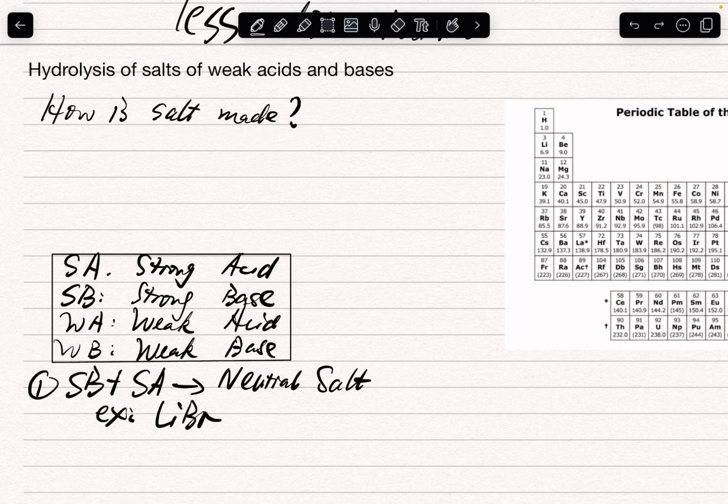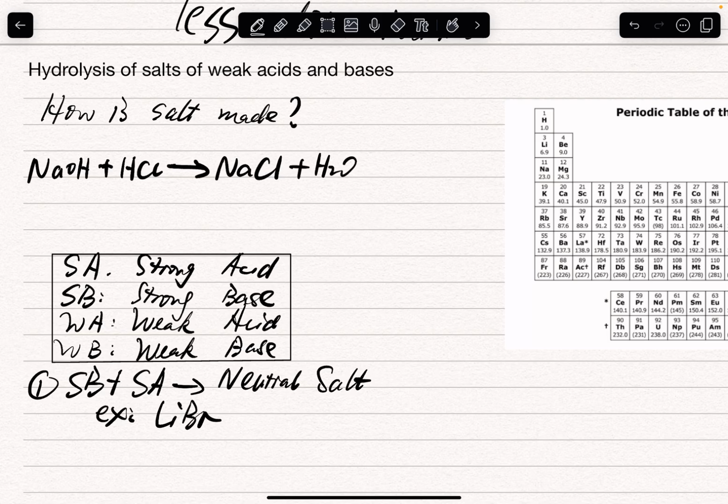How do you make salt in the first place? For example, our famous salt, NaCl, it's an easy one. How do you produce this? It's really NaOH plus HCl, and then this replacement reaction happens, forming NaCl plus H2O, right? That's how you create salt in the first place. It's the reaction of a base and an acid.